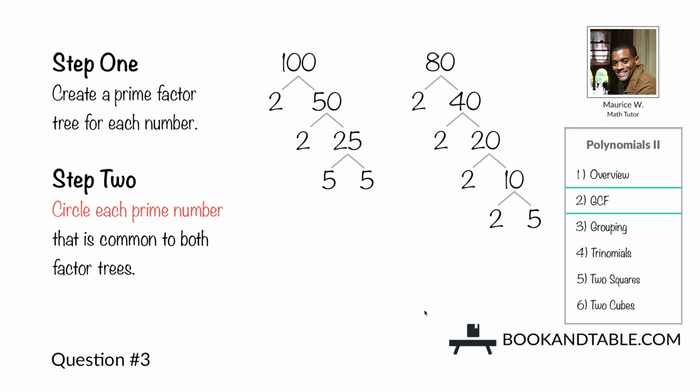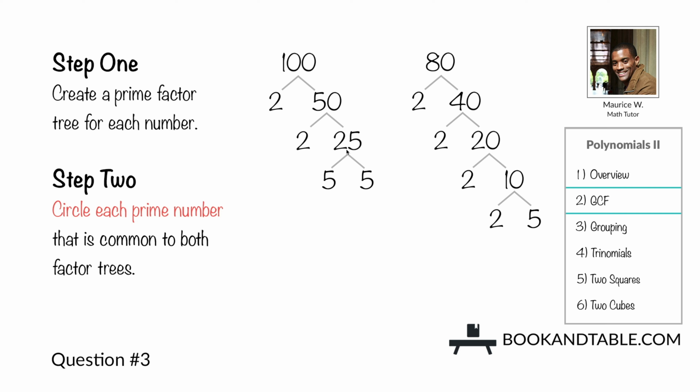And now question number 3. You are asked to find the greatest common factor of 100 and 80. Step 1, create a prime factor tree for each number. 100 is even, so we can start by dividing it by 2, giving you 2 times 50. 50 is even, so you can start by dividing it by 2, giving you 2 times 25.